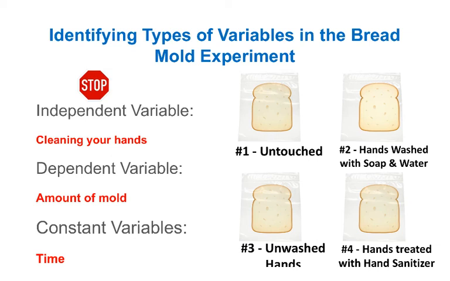Important other constants would be moisture, exposure to sunlight, temperature, location. We would want to try and keep the environment for all of these slices of bread the same. You can see that they're in little baggies. So we'll want to make sure they're all in the same bag. The bags were all the same cleanliness. So probably new bags, or at least washed with soap and water and dried well before we put the bread slices in.